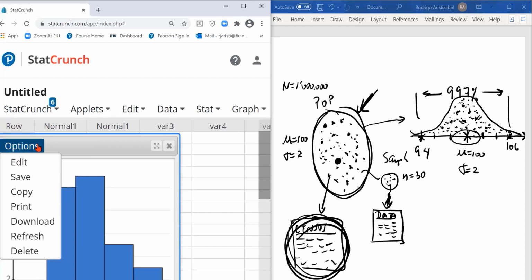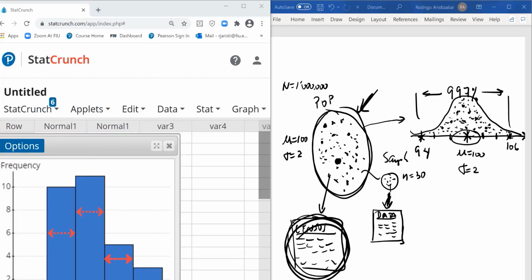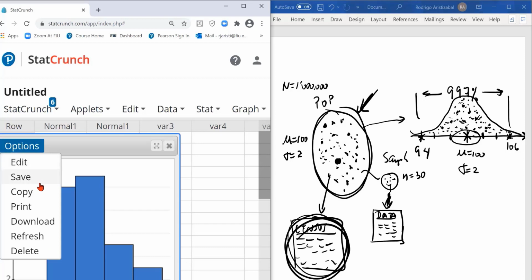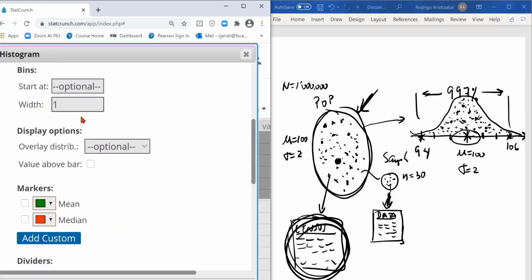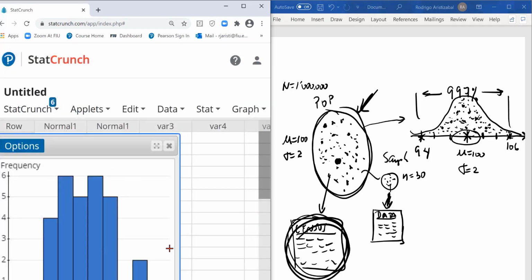Also, we can change the width of the classes. In this histogram, the width of all classes is 2 units, but we can change the width to 1 unit. Here in Options, the width is equal to 1 unit. That is the histogram when we change the width.